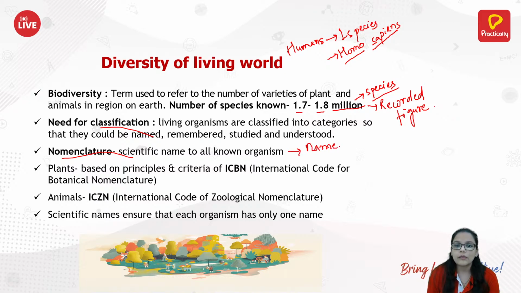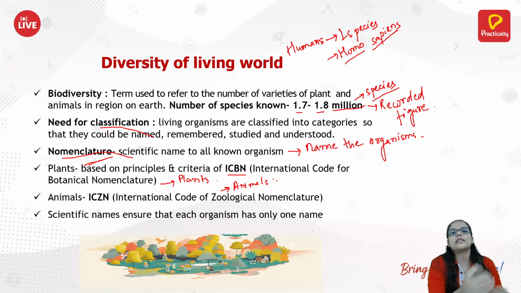Just to name the organisms, you need nomenclature. After nomenclature, they divided it into two parts. There is ICBN, the International Code for Botanical Nomenclature, which is for plants, and ICZN, the International Code of Zoological Nomenclature, for animals. Then they gave scientific names so that it is easy to remember.